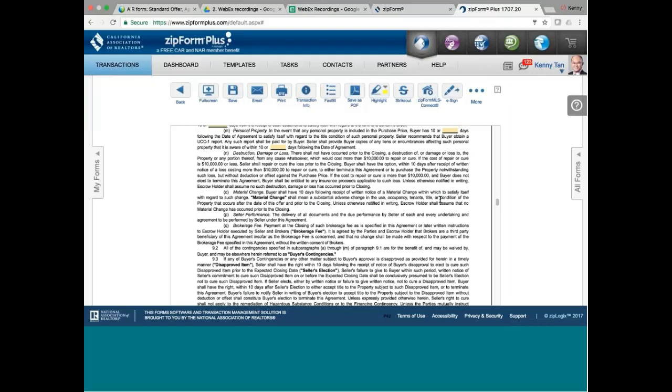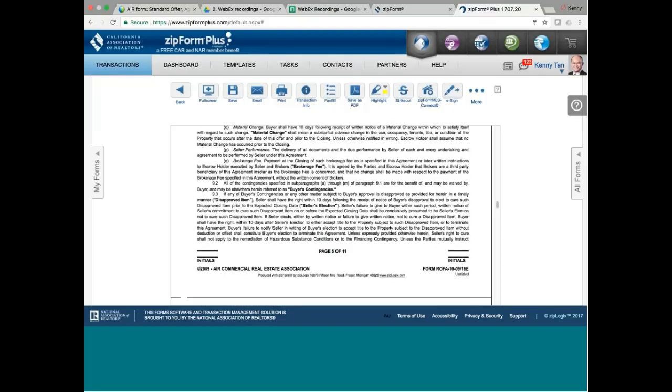The buyer has a certain amount of time to cancel the escrow based on material change. I would say if you have a vacancy that went from 100% to 50%, that might be deemed to be a material change to give the buyer the right to cancel. Okay.